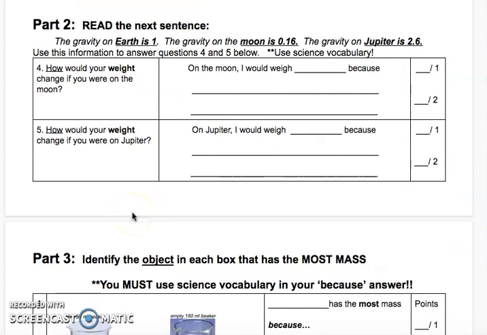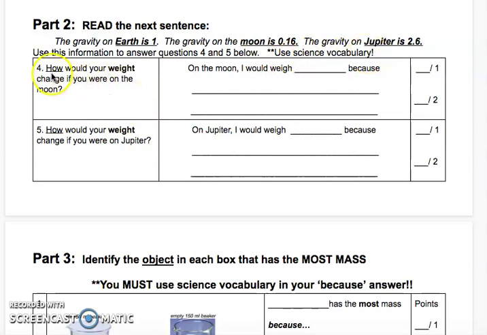All right, students, part 2. The gravity on Earth is 1. The gravity on the moon is 0.16. The gravity on Jupiter is 2.6. Use this information to answer the questions below and make sure you use science vocabulary.